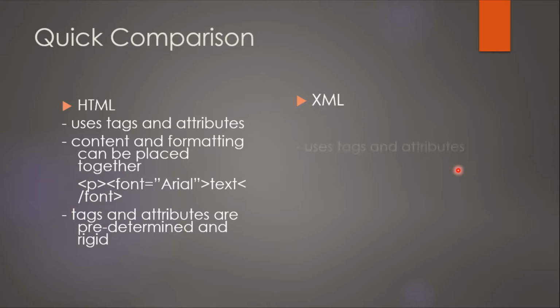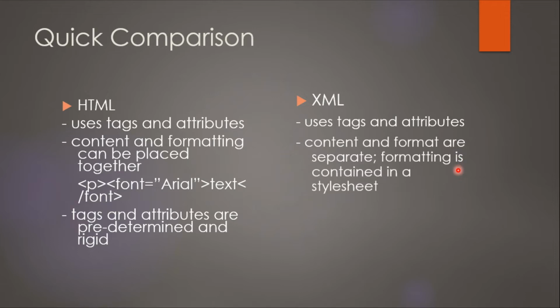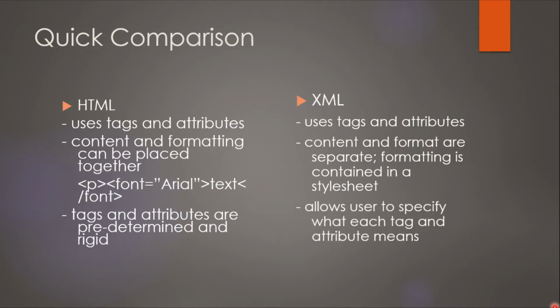On the other side, XML also uses tags and attributes. The content and format are separate, with formatting in the style sheet. It means the schema allows the user to specify what each tag and attribute means.